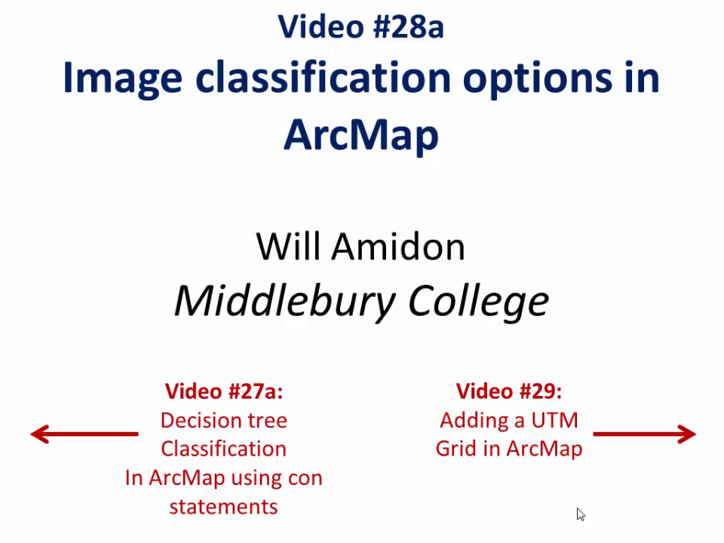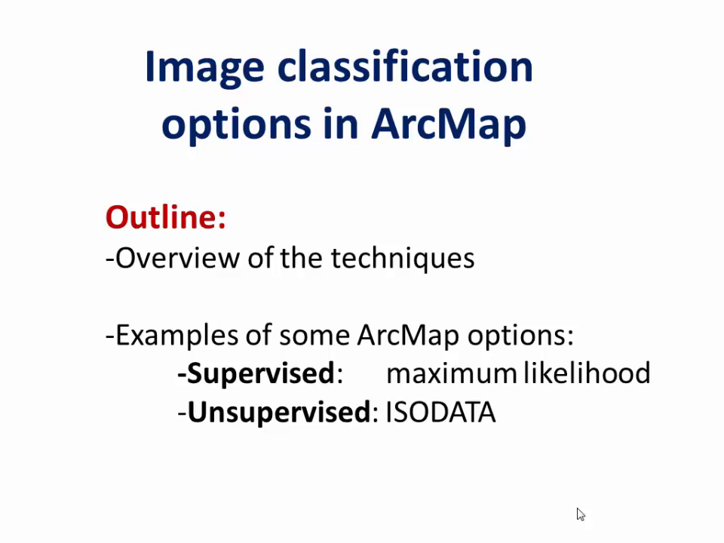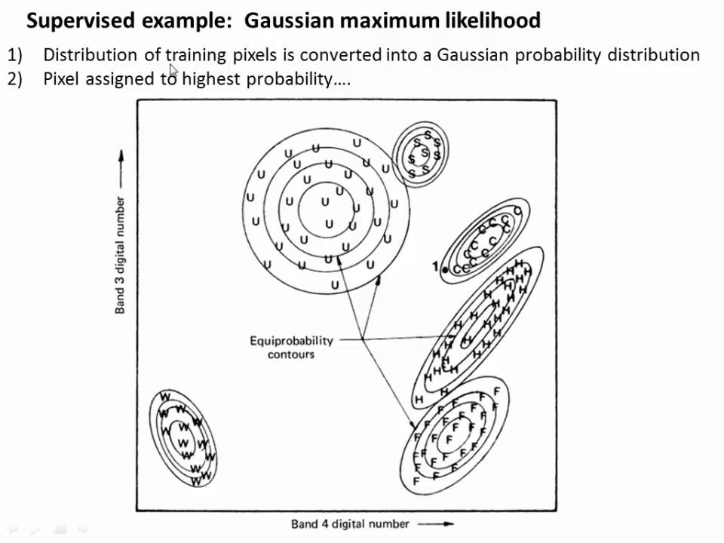helpful. And so the options we're going to look at here are a little more complicated than what we looked at with the decision tree. And we're only going to take two examples. We're going to look at a supervised classification example using the maximum likelihood approach, and then we'll look at an unsupervised classification approach using the ISODATA. And I'll first give you a little overview of these techniques, then we'll look at how to apply them in Arc. So the supervised classification example is the Gaussian maximum likelihood approach.